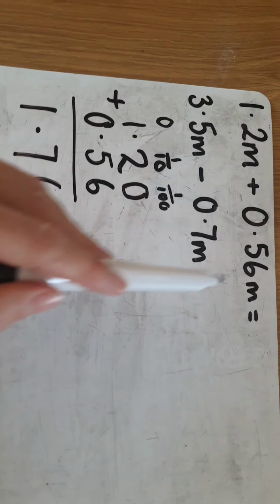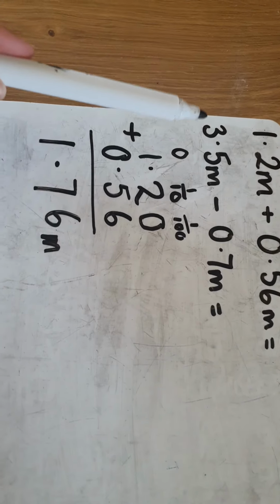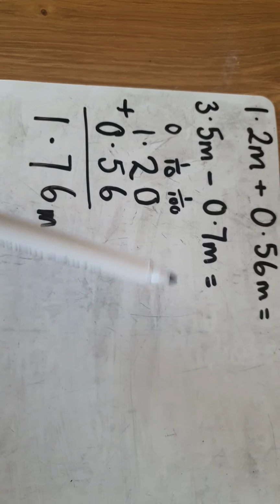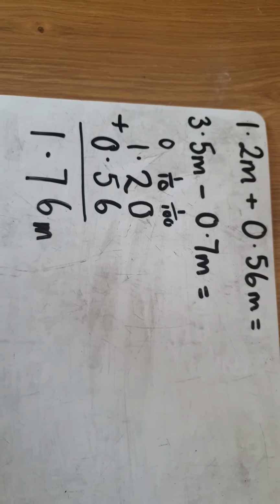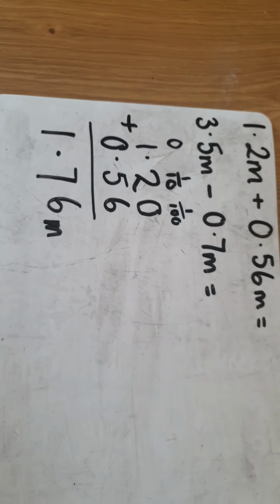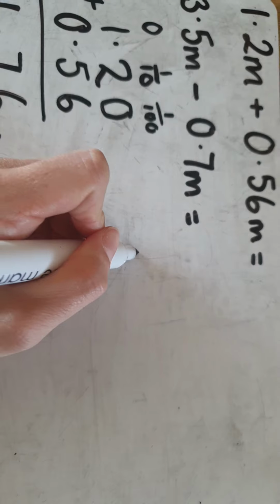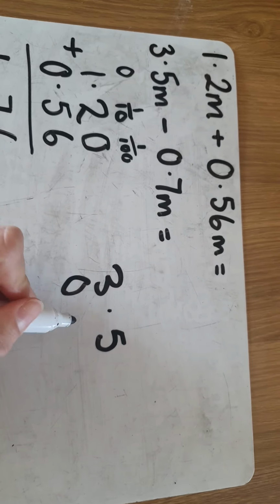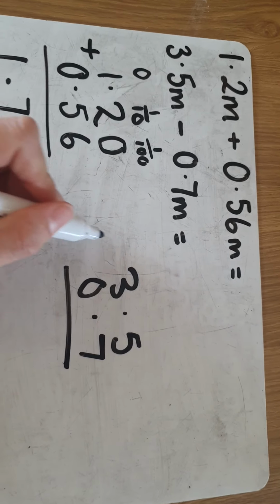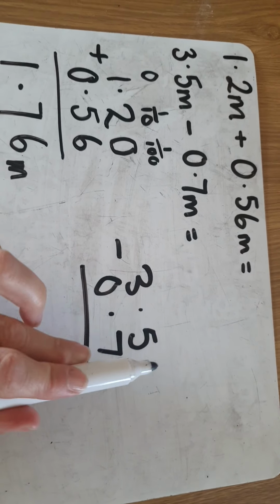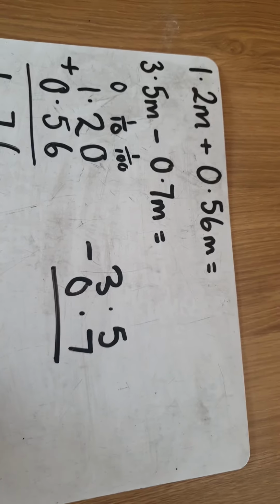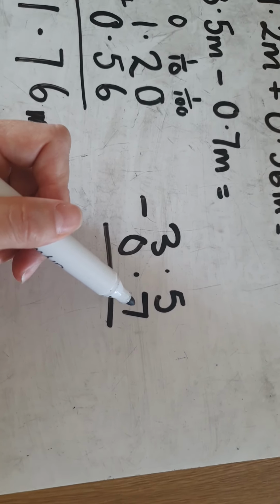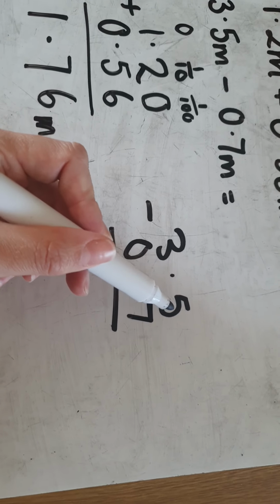Same again, I have another simple question. So I have 3.5 meters of carpet, but I need to cut off 0.7 meters. How long was the piece of carpet that I needed? So again, writing it out, 3.5 subtract 0.7, making sure that your ones and your tenths are in the right columns. 5 take away 7. We need to remember that we cannot do this unless we go into negative numbers because 7 is more than 5.